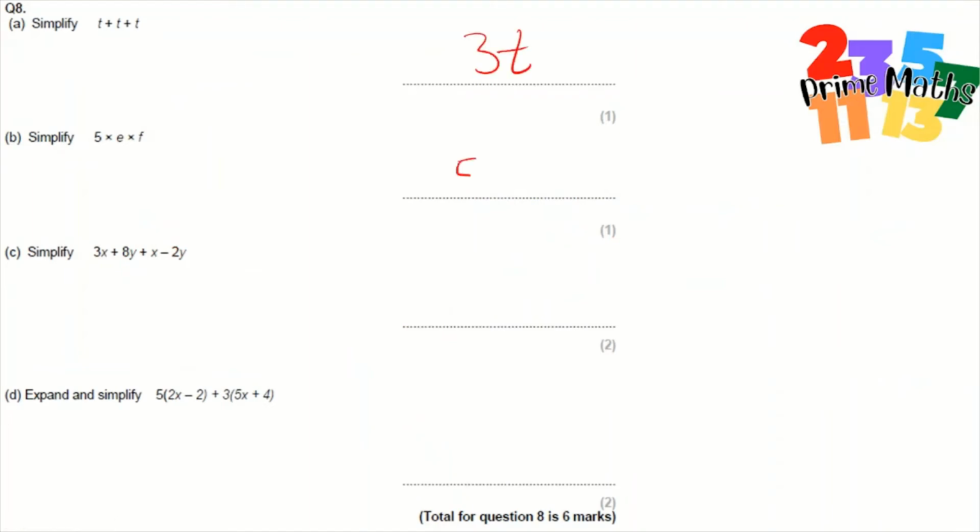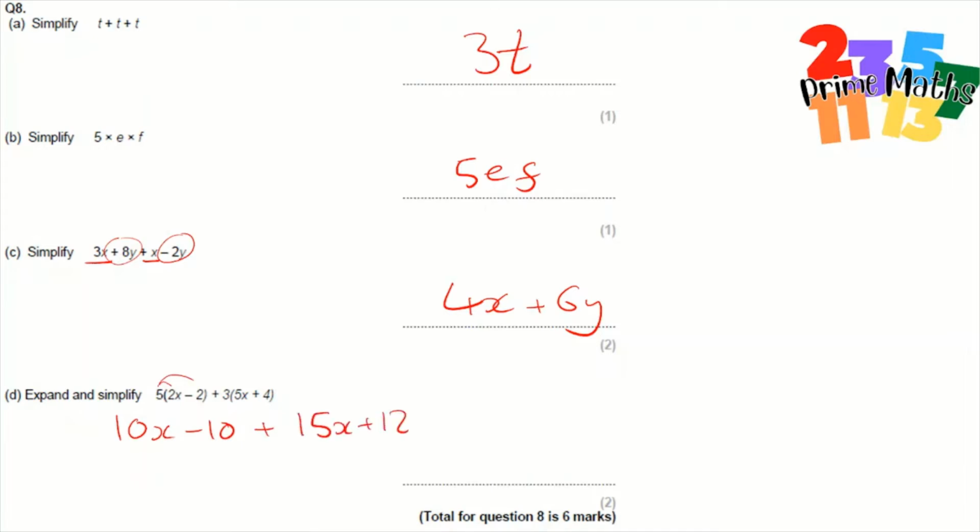(3t) 5EF, we get 4x and 6y. Expanding the brackets gives you 10x minus 10 and 15x plus 12. That leaves us with 25x plus 2.